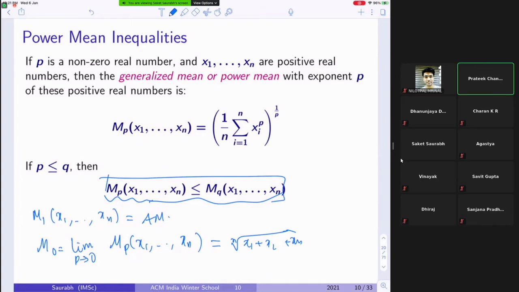Shouldn't it be the product? Product of what? Yeah, it's fun. So you get lots of different things from here. You can also get the harmonic mean by putting p equal to -1, and things of this sort.